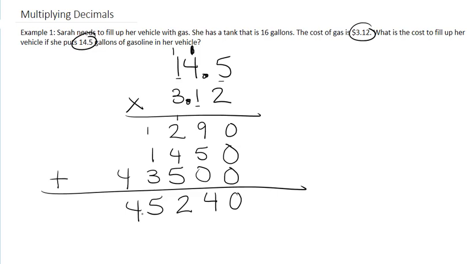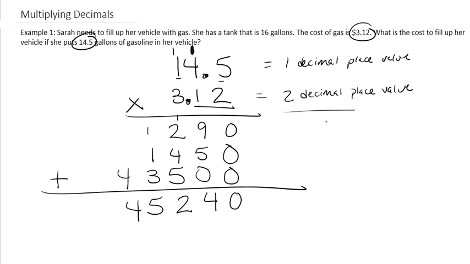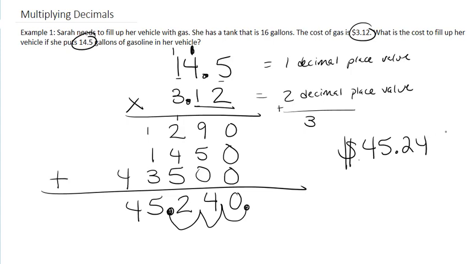So now we need to deal with the decimals. So how we do this is that we see we have 2 decimal place values, and then we see we have 1 here. So we add them up, so that is 3. So what we need to do then is take a decimal here and we go over 3 spots. Go 1, 2, 3. So our total for gas is $45.24.